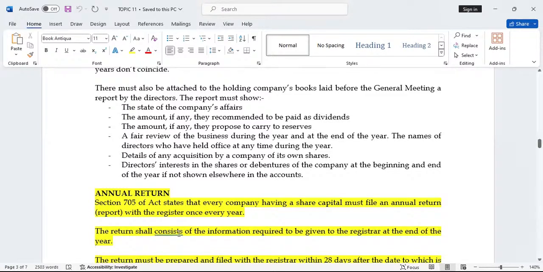So if in this case it is a holding company, the report presented must basically show the state of the company's affairs, the amount, if any, they recommend to be paid as dividends, and the amount, if any, they propose to carry to reserves. It must also include a fair review of the business during the year and at the end of the year, the names of who are directors, details of any acquisition by the company of its own shares, then directors' interests in the shares or debentures of the company at the beginning and at the end of the year, if not shown elsewhere in the accounts.